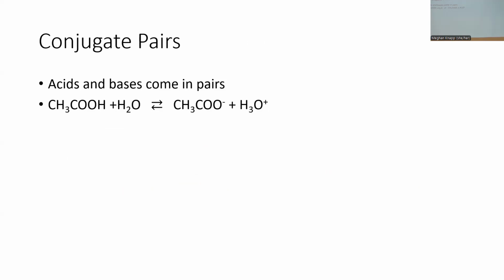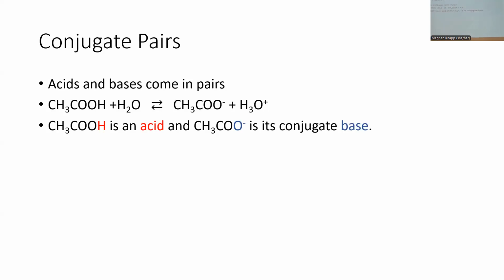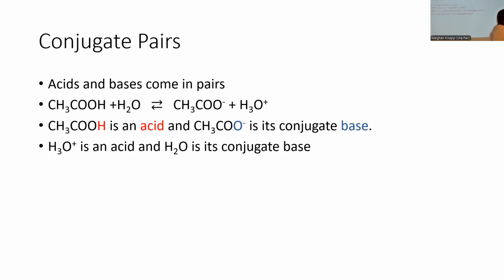All right. So let's think about Le Chatelier for a moment. Oh, that's what I just said. So CH3COOH is an acid, and we say that CH3COO minus is its conjugate base. And then water is a base, and it's not a base because it has a basic pH. It's a base because it's accepting the proton. But its conjugate acid is going to be H3O plus.